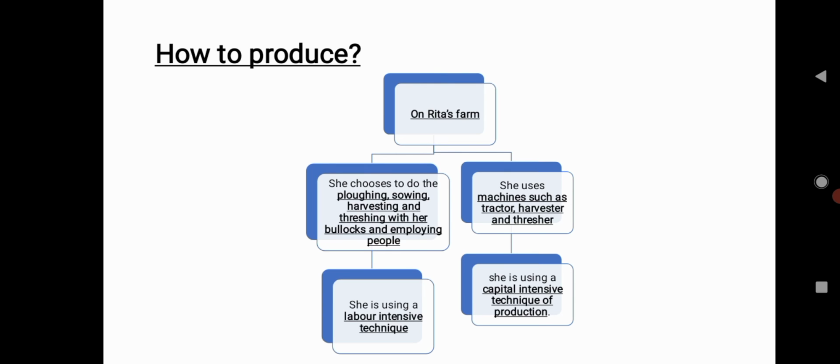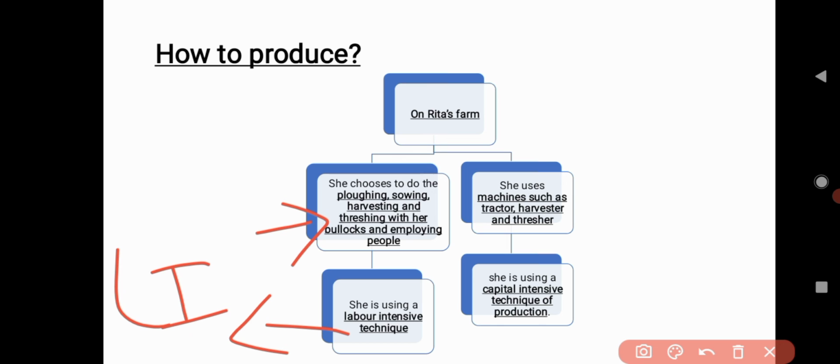The next part is how to produce, labor intensive or capital intensive. Let us see. On Rita's farm, she has a piece of land. If she chooses to do the plowing, sowing, harvesting and threshing with her bullocks and by employing people, then it will come to labor intensive technique, right? If she uses machines such as tractor, harvester, thresher, then she is using capital intensive techniques, right?